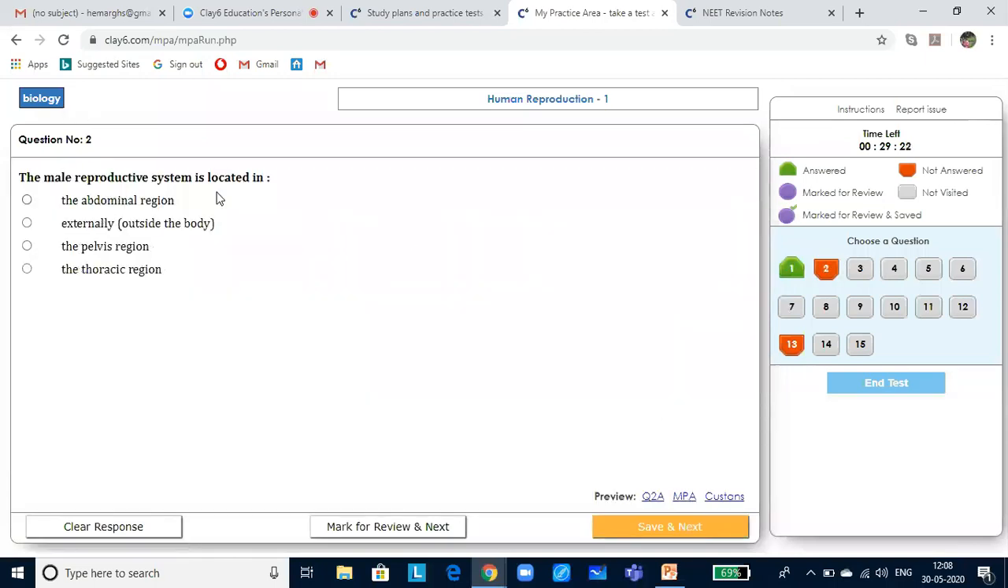The male reproductive system is in the abdomen, in the pelvis region.